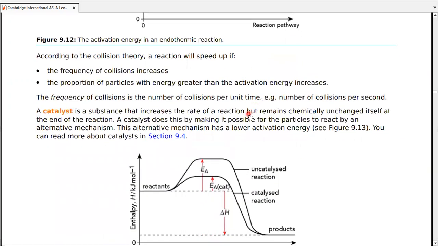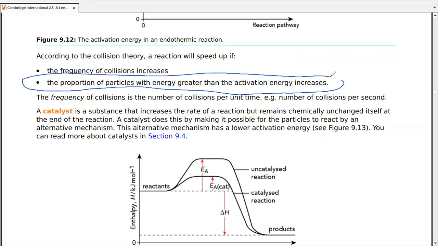So according to collision theory, a reaction will speed up if the frequency of collision increases or the proportion of particles with energy greater than the activation energy increases. The frequency of collision, or the number of collisions per unit time, is something that we have considered a lot in discussing the speed of reaction or rate of reaction back in IGCSE. This time, we are going to go with this specific thing. This is something which I can safely say is extra in A levels: the proportion of particles with energy greater than the activation energy increases.